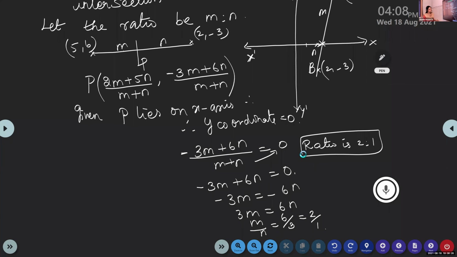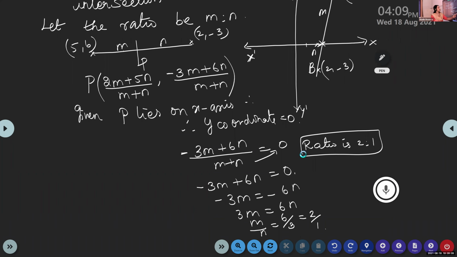Okay, here the ratio is not given. We take the ratio as m is to n. And using section formula, we get 2m plus 5n by m plus n as the x coordinate. Similarly, applying section formula for y coordinate, minus 3m plus 6n by m plus n. It is given P is a point on x-axis, and on x-axis, y coordinate will be 0. So we equate y coordinate to 0. And when we cross multiply, 0 into anything is 0. So we get minus 3m plus 6n is 0.